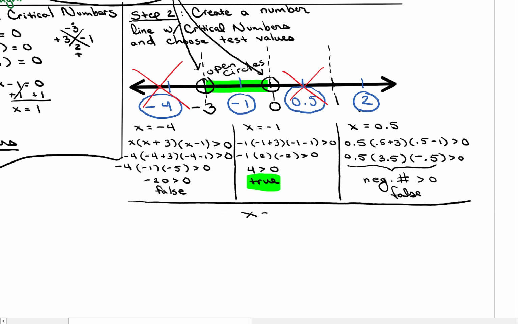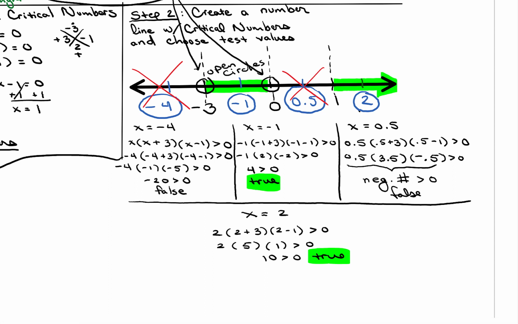And the last one, x equal to 2. Let's plug that in and see what we get. 2 times 2 plus 3 times 2 minus 1. Is this greater than 0? So I get 2 times 5 times 1. Yeah, that's going to be positive. That's positive 10. And that is true because 10 is greater than 0.